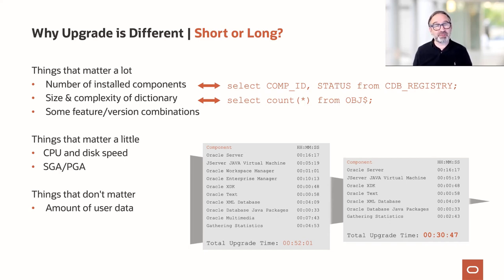You can also influence the upgrade a little bit with more CPU power and more disk speed or faster disks, and also a little bit with SGA and PGA. I think Daniel had a nice blog post on how you can make a difference with different SGA sizes, in some cases, not always. And as I said, the amount of data in your database doesn't matter. Also, there are exceptions, like when we do a time zone change or when a text index needs to be rebuilt, that can have an influence as well.